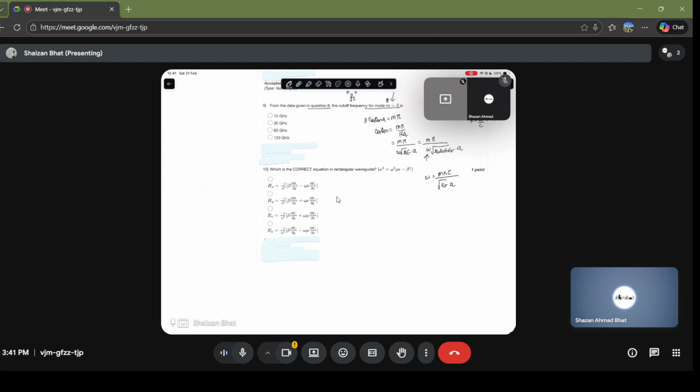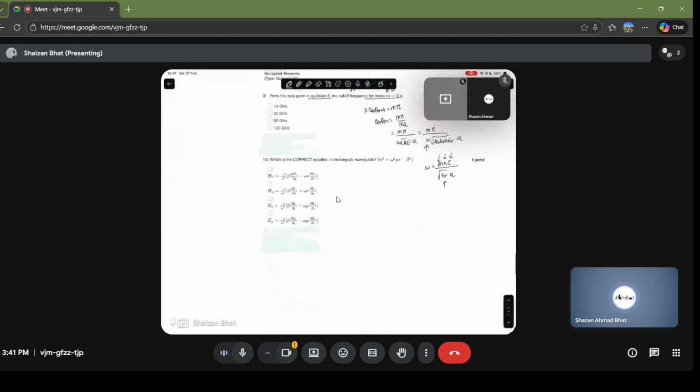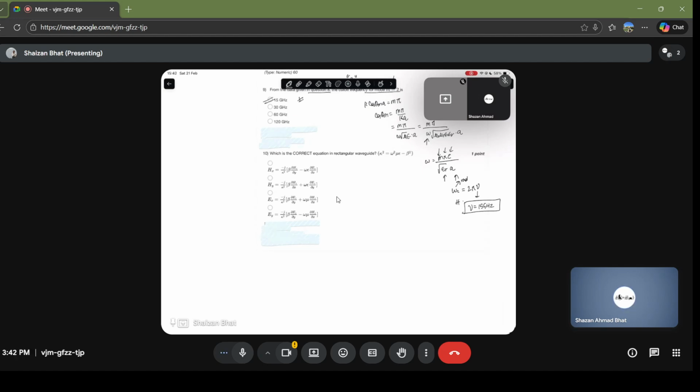You get this to be equivalent to, so you have given this as 2, this is 3.14, this is 3 into 10 to the power 8, epsilon r is given. How much is it? It was 1, and A is also given, so you get omega cutoff to be around... when you convert omega into 2 pi times frequency, you get frequency of the order of 15 gigahertz. So this will be in radians, so you need to convert it into gigahertz, so it will be 15 gigahertz. That's the answer of this question.